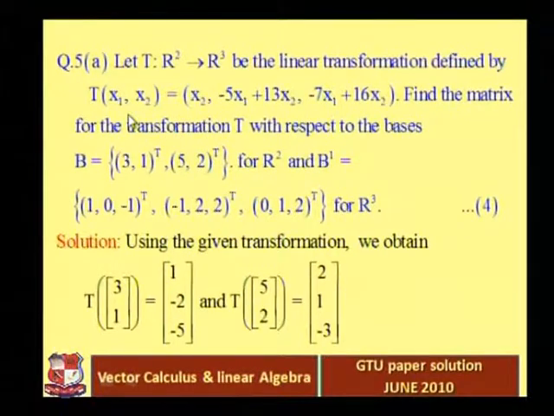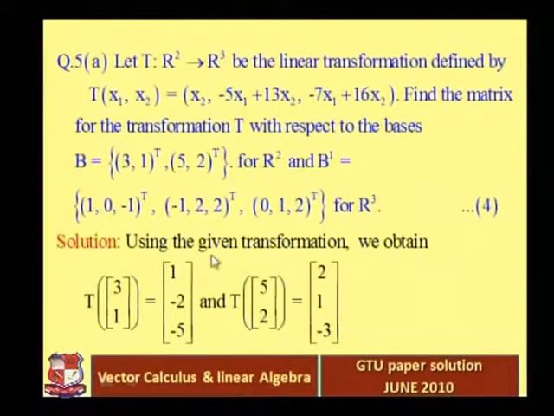We have the mapping T of (x1, x2). Here is the definition. Find the matrix. We want to find the matrix for the transformation T with respect to the bases B and B dash, right? Where B is a basis for R2 and B dash is a basis for R3.